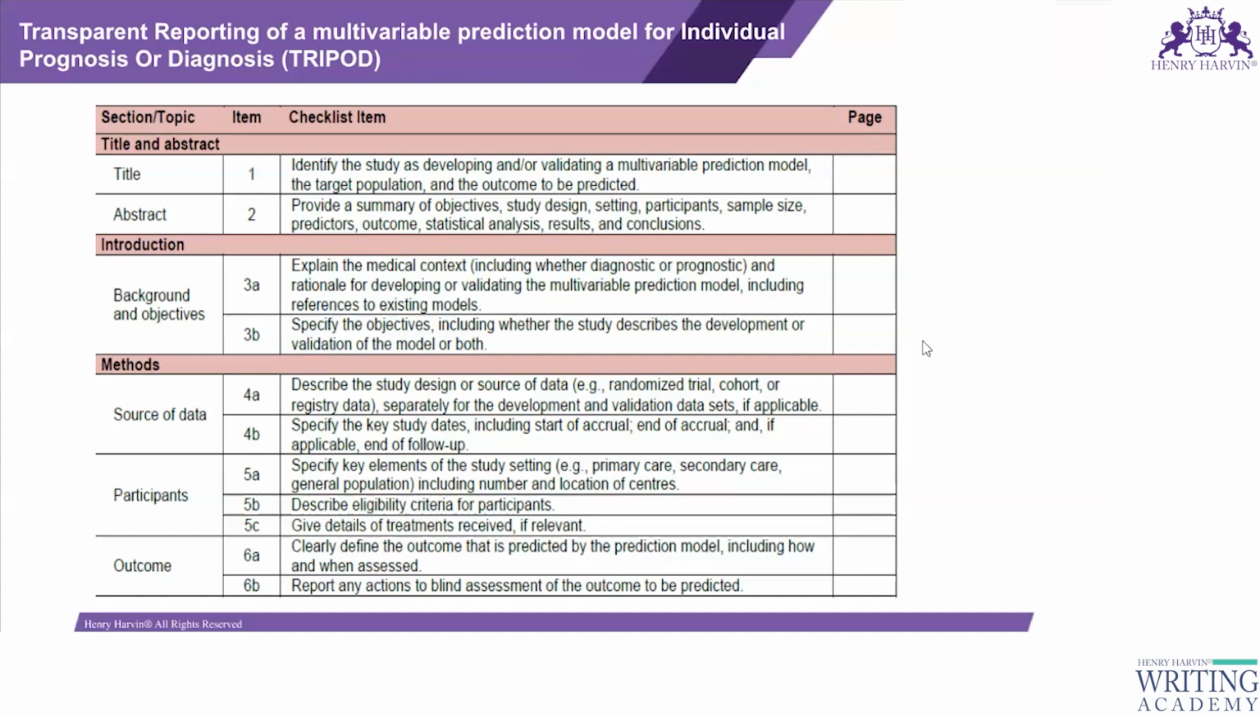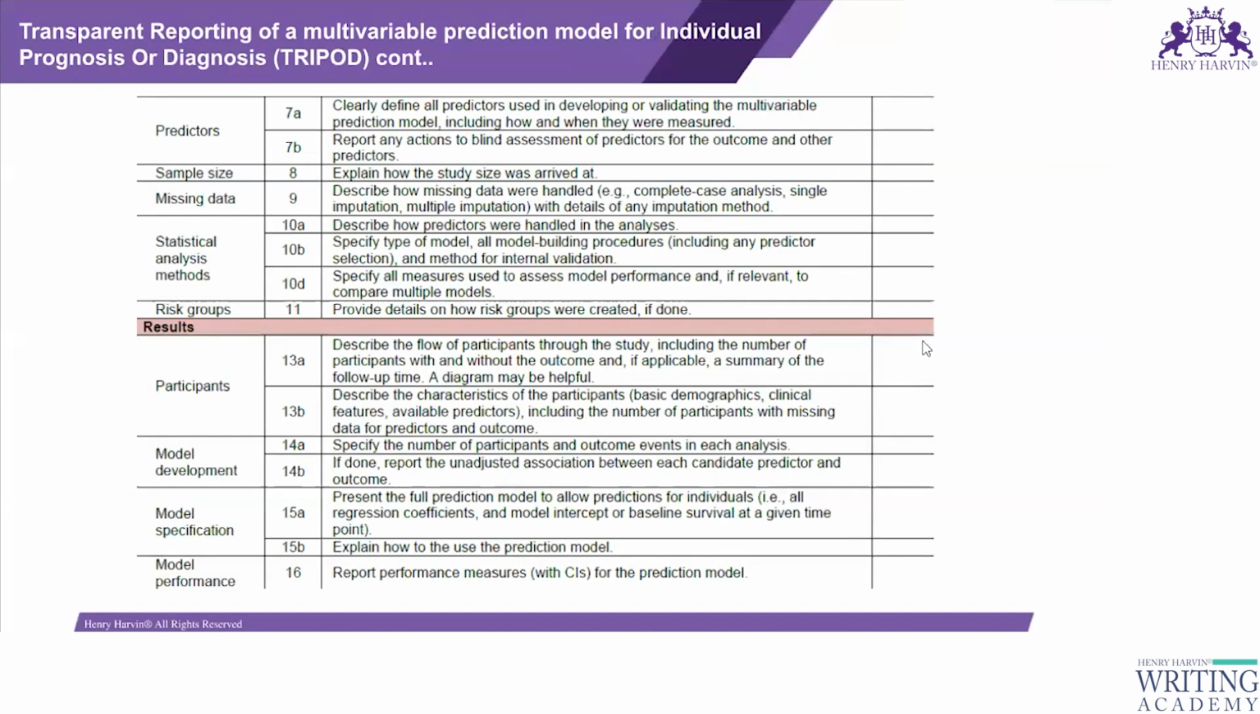Then after that, you have to write about the outcome, how the outcome will be predicted and how it will be assessed. Then the predictors: what are the variables being studied to diagnose or prognose a disease. Then what is the sample size and how that sample size is calculated. That information is available from the statistical analysis plan. How the missing data will be handled. Then what are the statistical methods used for analyzing the study. If any software is used, then the name of the software should also be mentioned.